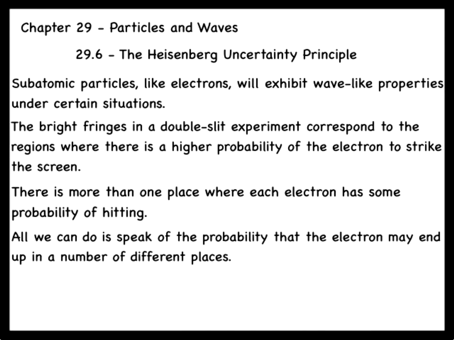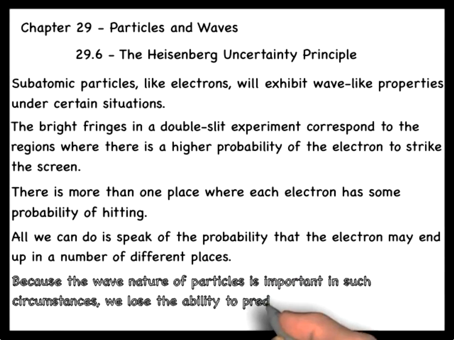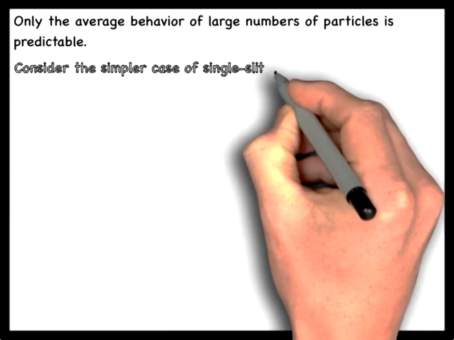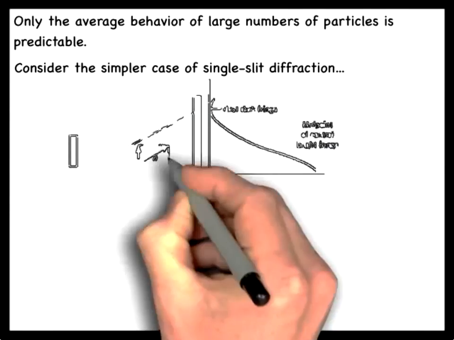This simple model just does not apply when a particle as small as an electron passes through a pair of closely spaced narrow slits. Because the wave nature of particles is important in such circumstances, we lose the ability to predict with 100% certainty the path that a single particle will follow. Instead, only the average behavior of a large number of particles is predictable, and the behavior of any individual particle is uncertain. To see how this uncertainty arises, let's consider the simpler case of passing electrons through a single slit.